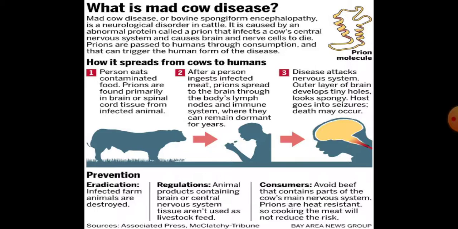Prevention is by the destruction of infected animals. And you see, prions are much more resistant to inactivation by ultraviolet light and heat than viruses. A very high temperature, more than 900 degrees Fahrenheit, is required to destroy prions. What are the regulations? Animal products containing brain or central nervous system tissue aren't used as livestock feed, and consumers must avoid beef that contains parts of a cow's main nervous system.